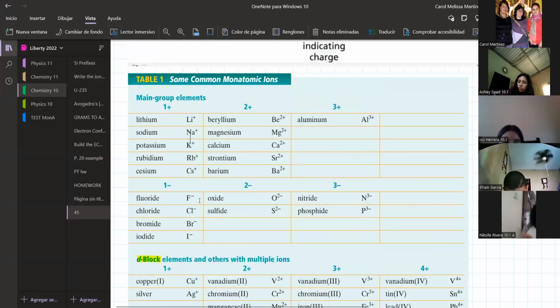So notice that lithium, sodium, potassium, rubidium, and cesium, all these elements are from group 1 of the periodic table. And none of them have the charge indicated in Roman numerals. That means that all those elements from that group are not going to show the charge in Roman numerals. The same happens for group 2, starting from beryllium, magnesium, calcium, strontium, and barium. All these elements are never going to show the charge in Roman numerals because they have only one oxidation number, that is +2.